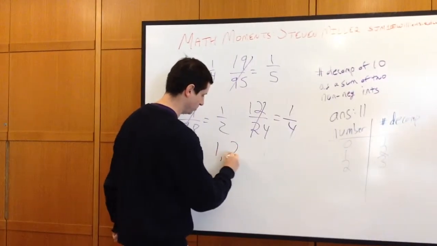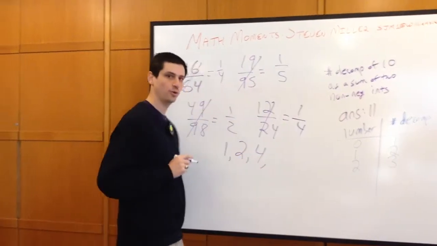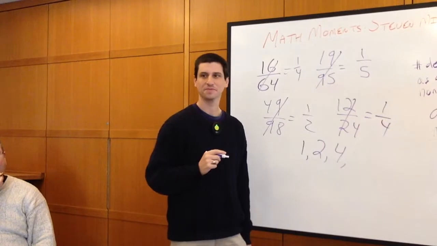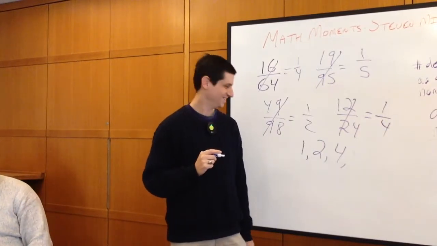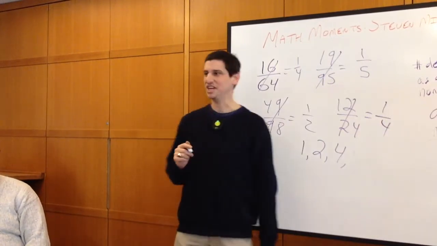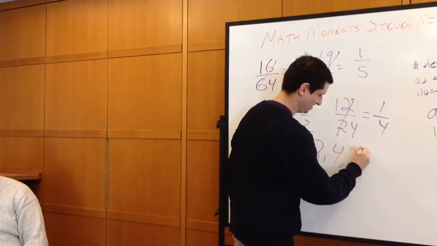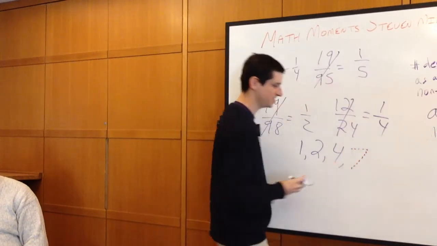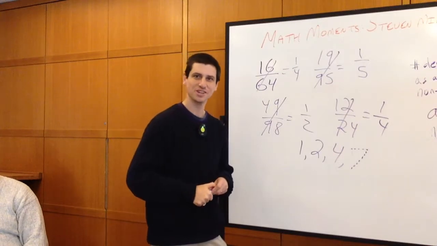Here's another one of my favorite sequences. 1, 2, 4. What's the next number? 6. We'll take the average. It's actually 7 that is the next number in the sequence.